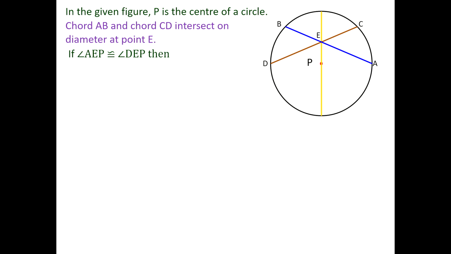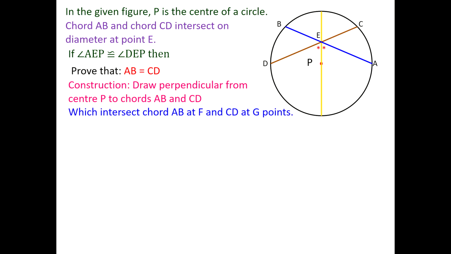If angle AEP, you can see angle AEP is congruent to angle DEP they have given, then prove that chord AB congruent to chord CD. We have to do construction. For that, draw a perpendicular from center P to chord AB and CD, which intersect chord AB at F and CD at G.